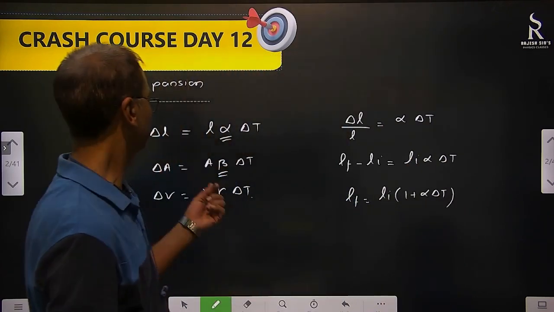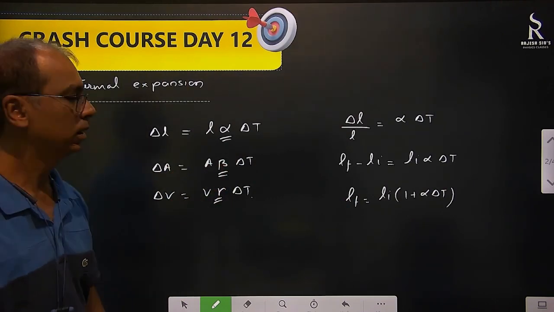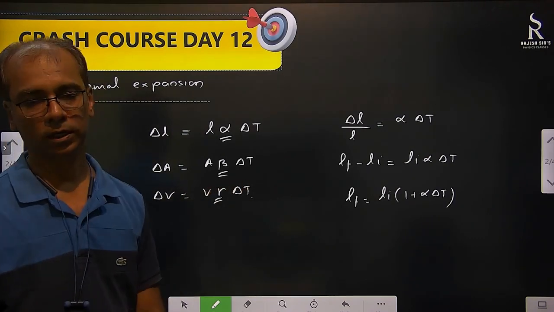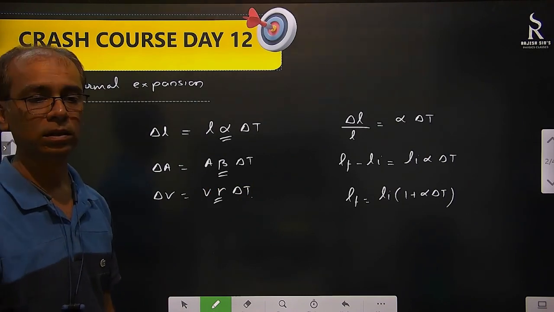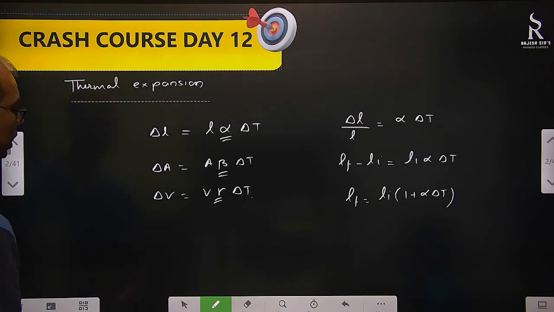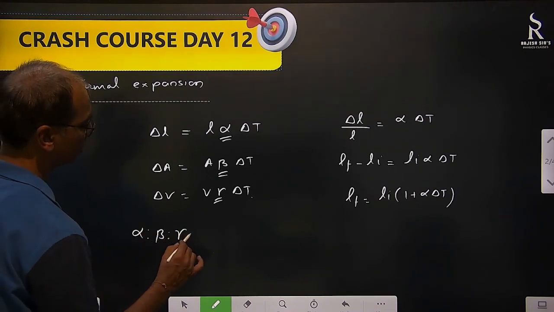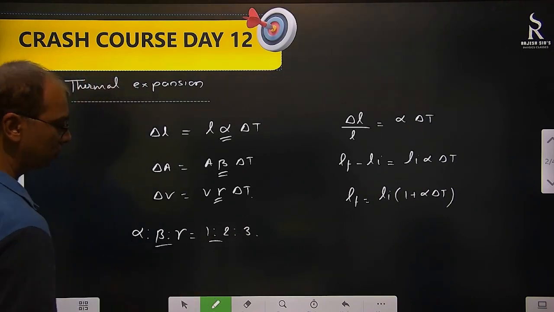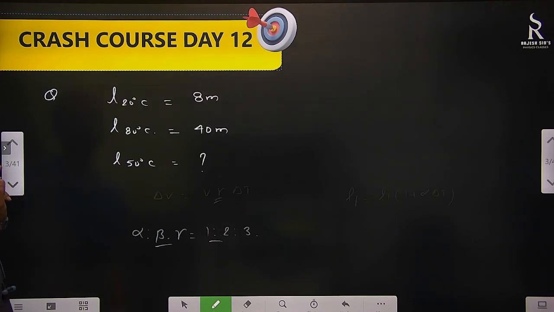In exactly the same way, area final equals area initial into (1 plus beta delta T), and volume final equals V initial into (1 plus gamma delta T). That's how we find the final length, final area or final volume. And in the previous class we already saw that alpha is to beta is to gamma is 1 is to 2 is to 3. Okay, right. So let's see certain questions on this.